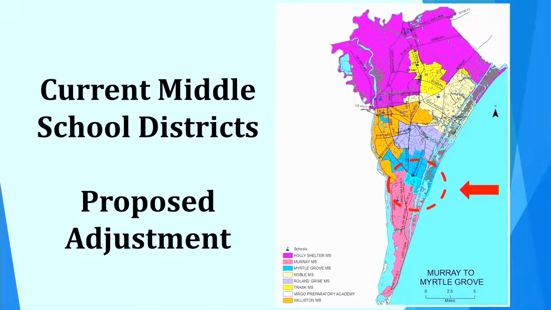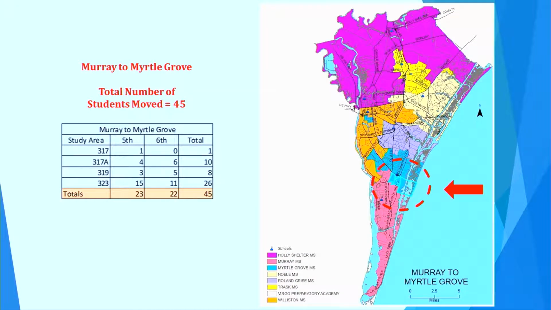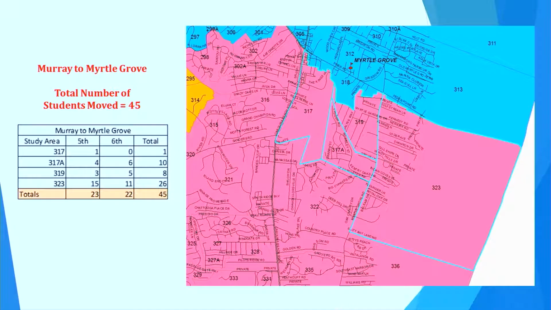The proposed adjustment would move students from Murray to Myrtle Grove, and I'm showing the area there that would be affected. There are a total of 45 students that live in those 4 study areas that are listed. And this map zooms in to the exact 4 study areas. They are the ones that are directly south of Myrtle Grove School, so they are certainly within that 1-mile radius. And it is, as shown there, study areas 317, 317A, 319, and 323.